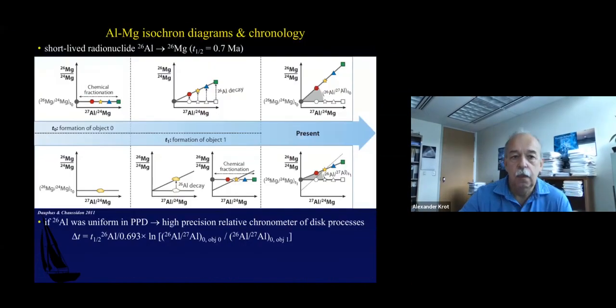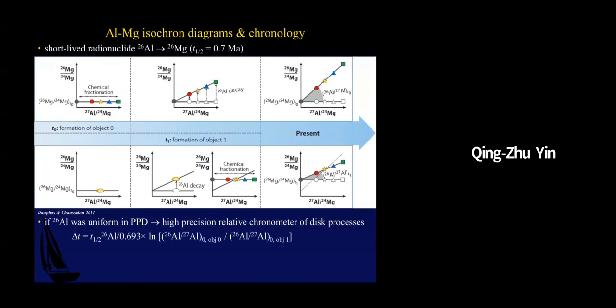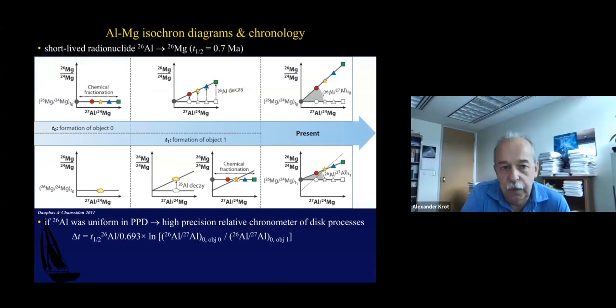Okay, so we are switching to element 26. Element 26 is a short-lived radionuclide that decays to magnesium-26 with a half-life of about 0.7 million years. And on this graph that I took from the FAST paper, I showed how the aluminum-magnesium isochron diagram works.